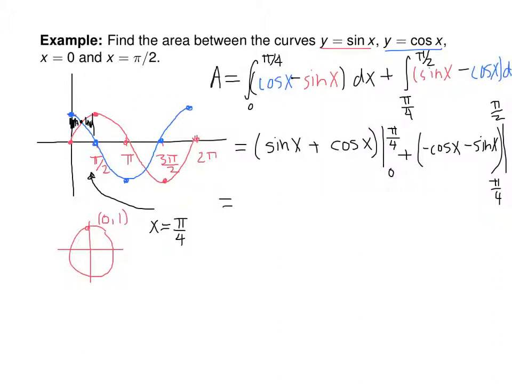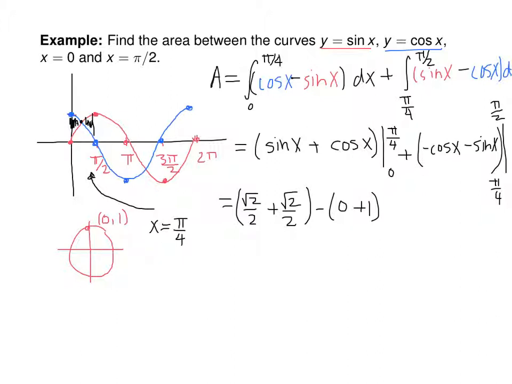So now first we're going to plug in pi quarters. Sine of pi quarters is root 2 over 2. Cosine of pi quarters is root 2 over 2. Then we plug in 0. Sine of 0 is 0. Cosine of 0 is 1.